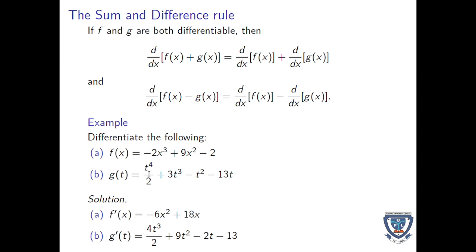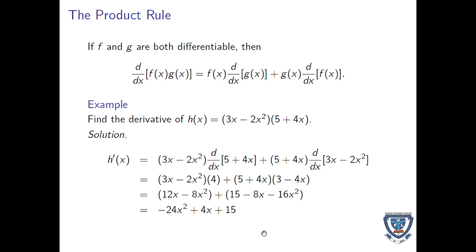T raised to power 4 over 2. By the time you differentiate it, you have 4t raised to power 3 over 2, plus you differentiate 3t cubed, you have 9t squared. And you differentiate minus t squared, you have minus 2t. And when you differentiate minus 13t, you have minus 13.